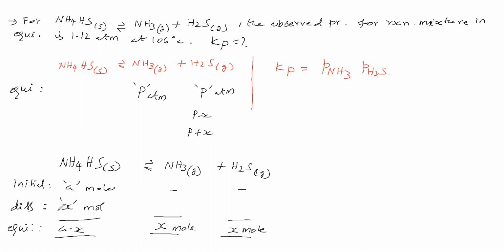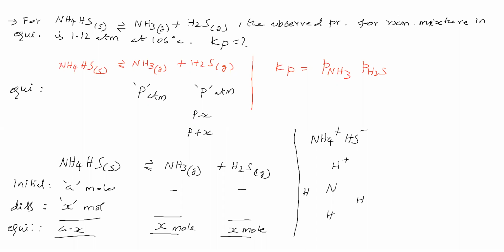You will get like this. How is it undergoing dissociation to give ammonia and H2S? We will see. Ammonium bisulfide we can write as NH4 plus HS minus. For NH4 plus, we write 4 hydrogens, and a plus charge we give to one of the hydrogens.